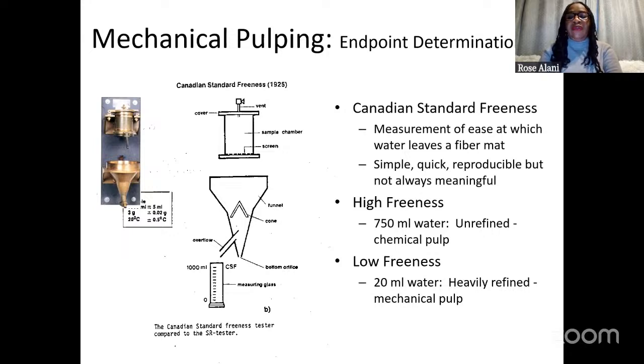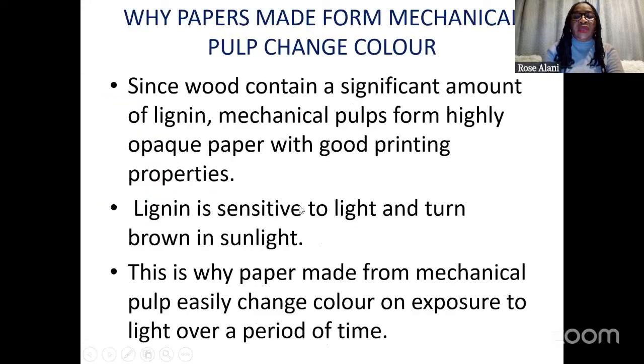But if it is free flowing, like we see, it means it's not well blended. You put it back and repeat the blending, until you have the Canadian standard freeness which is within the specification that you should have, like 20 mils of water. So that is how you measure and determine this.